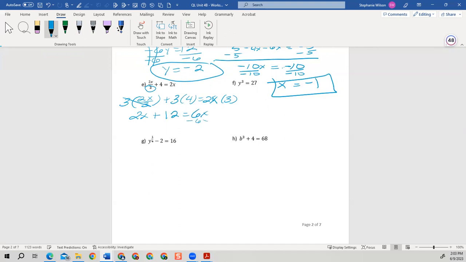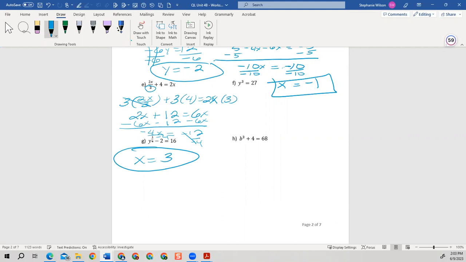And now let's get the x terms on the other side, on the left-hand side. And let's subtract the 12. So now I have 2x minus 6x. It gives me a negative 4x. Equal to negative 12. Let's divide by that negative 4. So now I have negative divides negative is positive. 4 goes in 12 3 times.